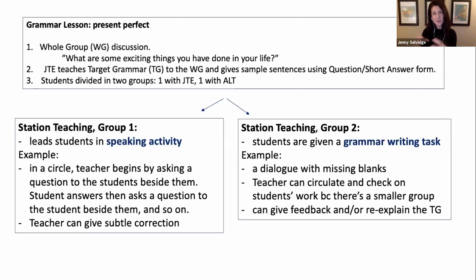So again, that smaller group allows the teacher to know how students are doing and also to give targeted instruction to students. So let's say you have a 50-minute class, maybe you do each of these for 20 minutes. After the first 20 minutes, you switch, and maybe the teachers switch so students don't have to move around. And then by the end of the class, they have done both a speaking activity and a writing task.